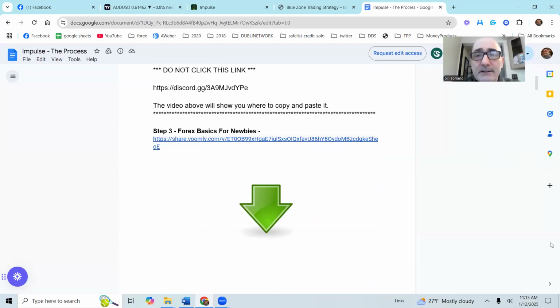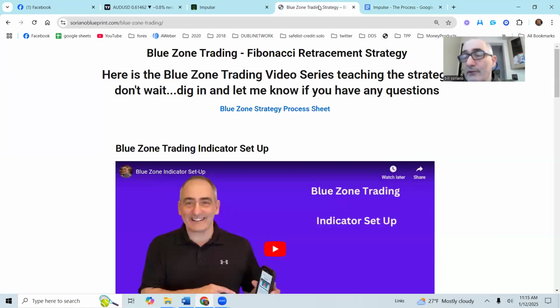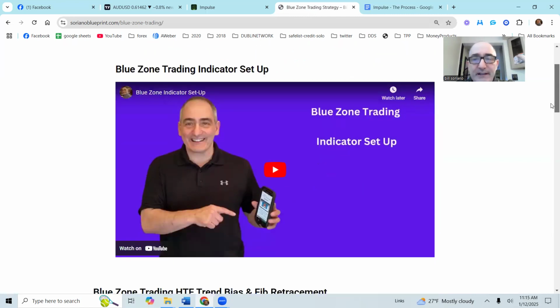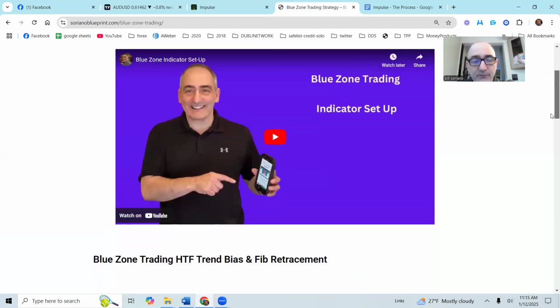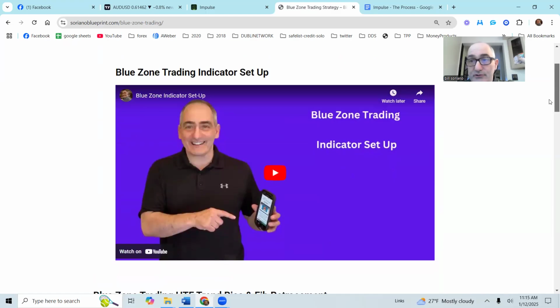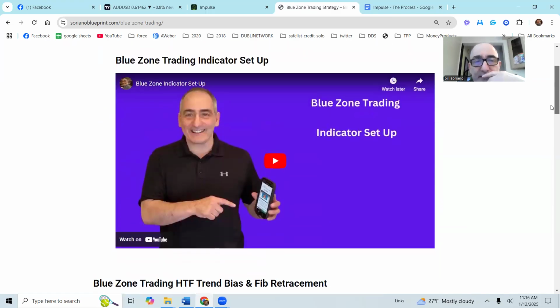Now I want to talk a little bit about the blue zone, because for a couple of weeks there were not very many setups in the blue zone. Price just wasn't moving back to that 78.6 or 71 fib area, whatever we decide to use. It's set up right now for the 78.6, so that's what we're using. We have videos here that show you how to set up the indicators. These are free indicators now on TradingView. So this strategy here is my personal strategy that I give you.